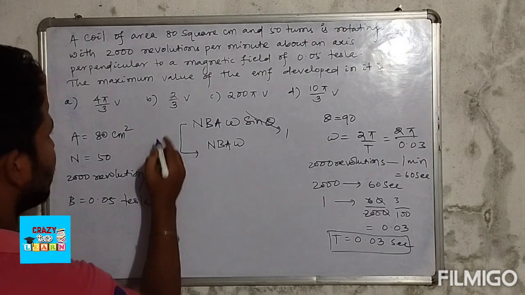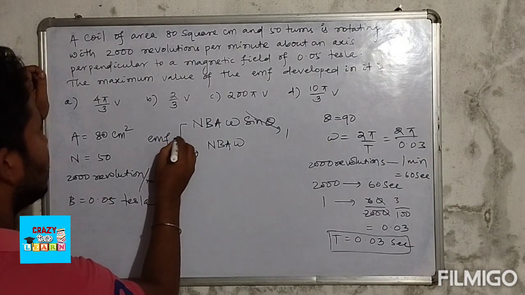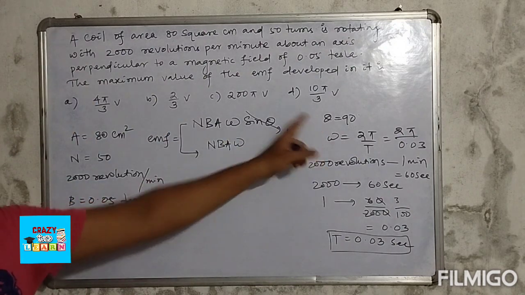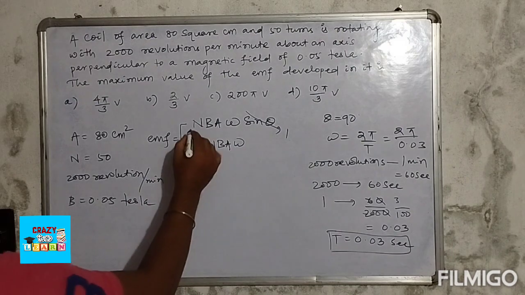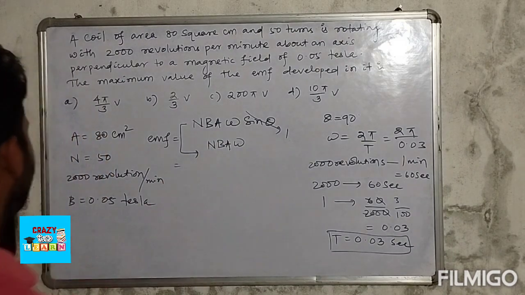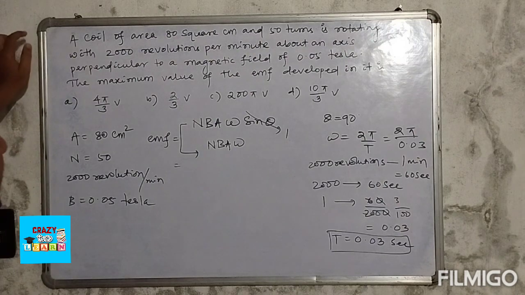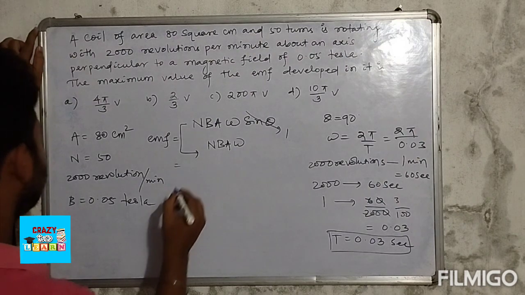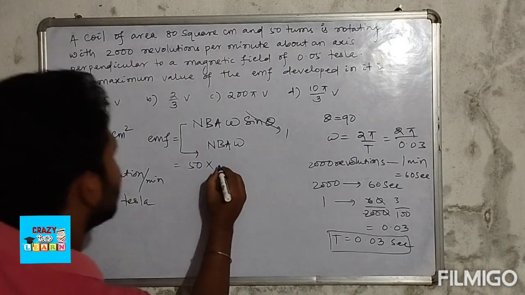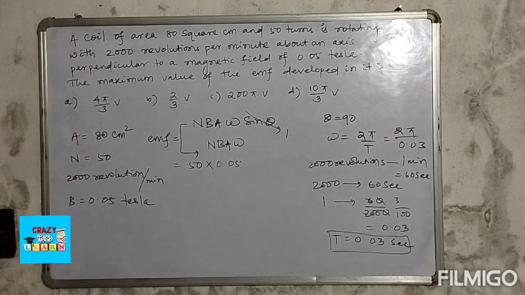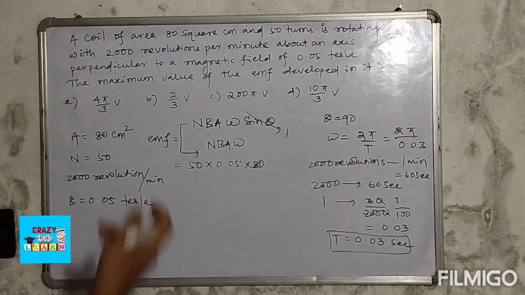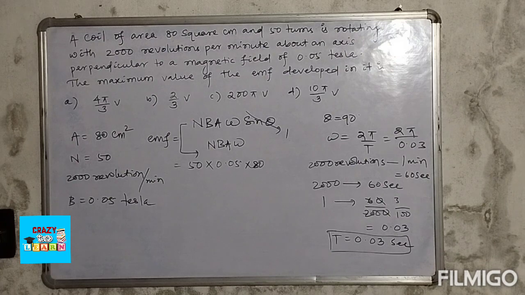So EMF is equal to NBA omega sin theta. Sin 90 is equal to 1. So now we will write the formula as NBA omega. Just put in the values. What is the value of N? The value of N is 50. B is 0.05. A is 80. Again I am repeating the same mistake.